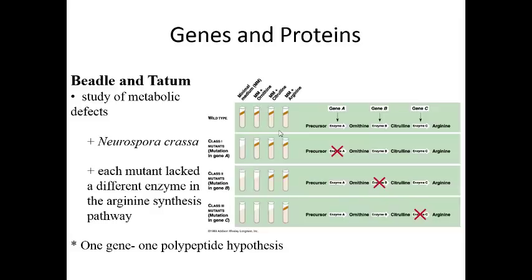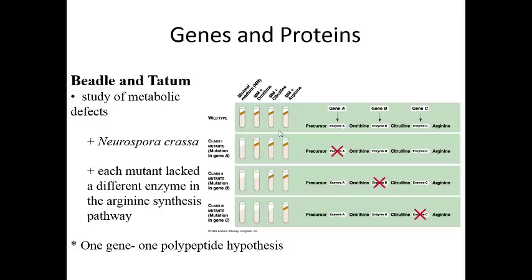The Beadle and Tatum experiment proved that each gene is the blueprint for the creation of a particular protein within the body. We know that a gene consists of a sequence of DNA, and that sequence of DNA codes, or is the blueprint for the creation of a very specific protein within the body. Beadle and Tatum's experiment showed this.